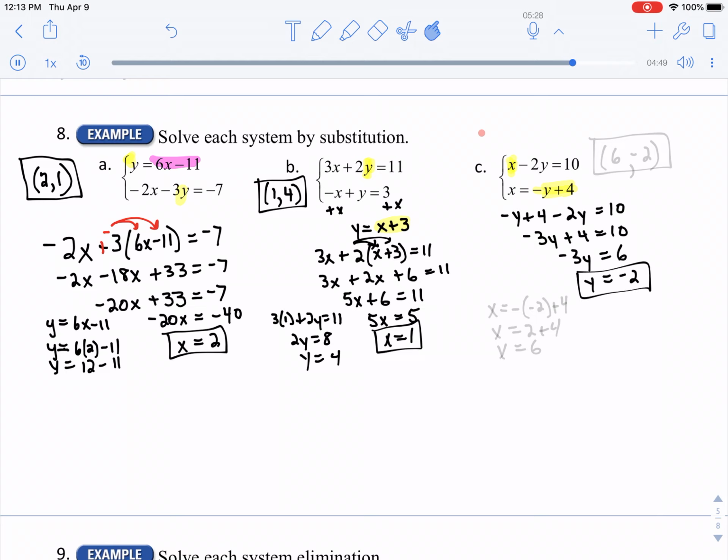So now in our ordered pair, we have our y value, which is a negative 2. Now we're going to plug it into the second equation. So we've got x equals the opposite of a negative 2 plus 4, which gives us x equals 2 plus 4. So x equals 6. So the solution to this system is 6, negative 2. You can always check these by plugging it into both equations and seeing if it works. So, for example, is 6 minus 2 times negative 2? That'll give us 6 plus 4. Is that equal to 10? And it is.